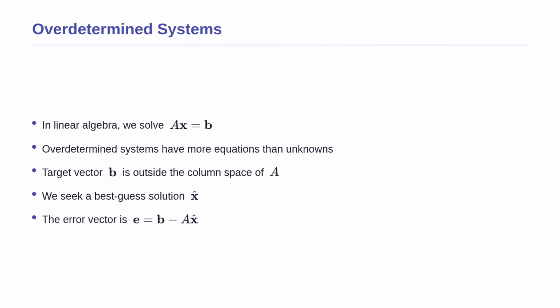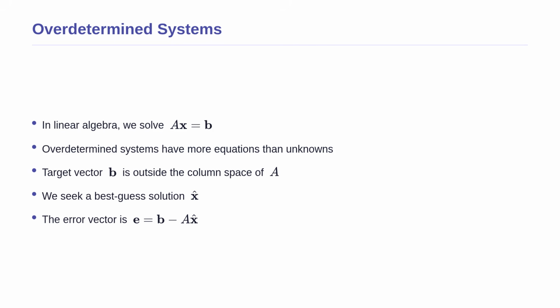In linear algebra, we frequently try to solve the matrix equation AX equals B. But what happens when we have more rows or equations than we have unknown variables? This is called an overdetermined system. Because we have too much conflicting information, no exact solution X works. Geometrically, this means our target vector B does not live in the column space of matrix A.